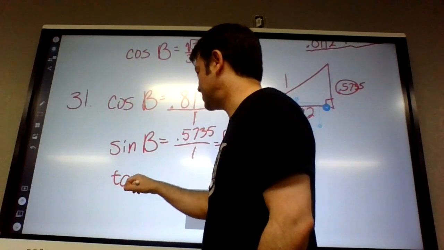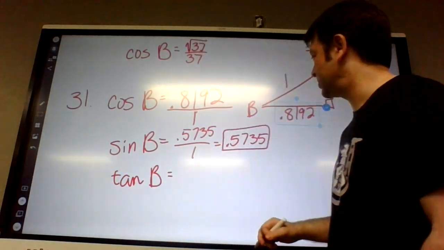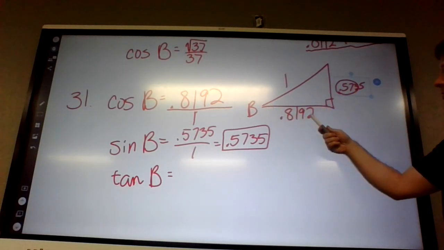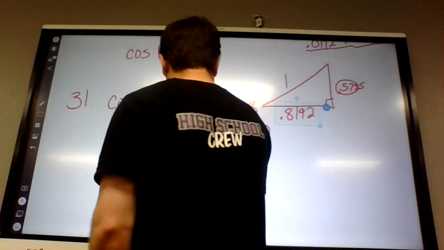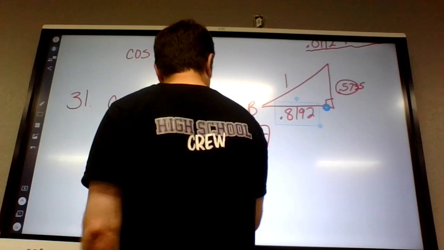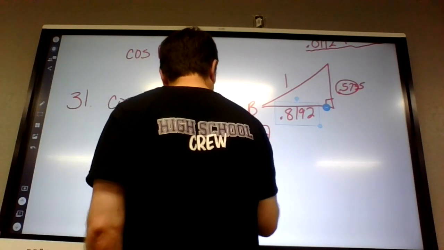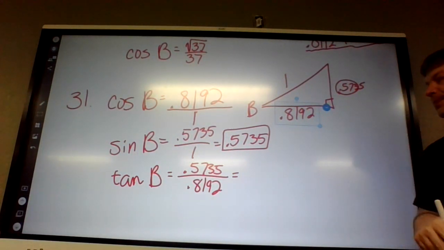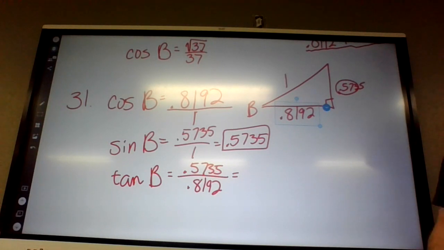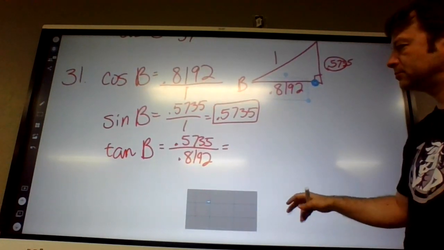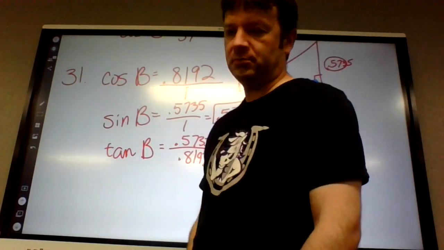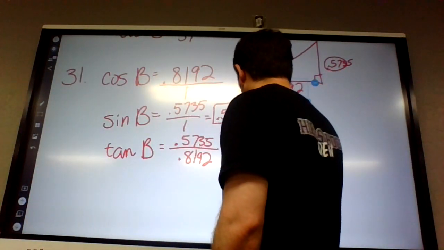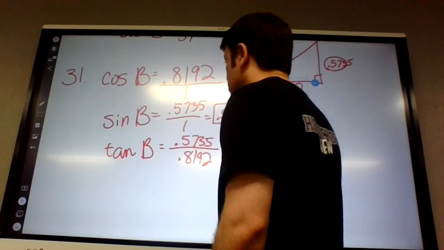And tangent is going to be a mess, so we're just going to have to use a calculator. Tangent equals opposite over adjacent. So just let your calculator sort that mess out. Just use the divide button. It'll be easier than the fraction button. Let's see, the book put 0.7001. You guys concur?